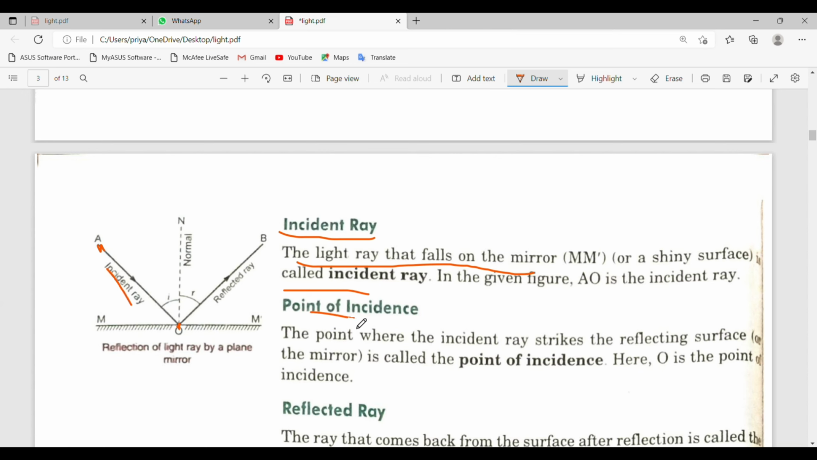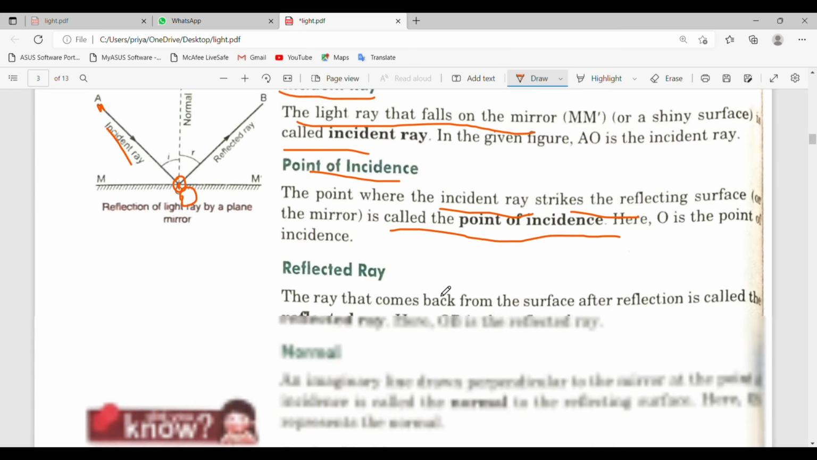Point of incidence. Point of incidence means where the incident ray is falling, at the point O, it is known as the point of incidence. The point where the incident ray strikes on the reflecting surface is called the point of incidence. It is denoted by O.